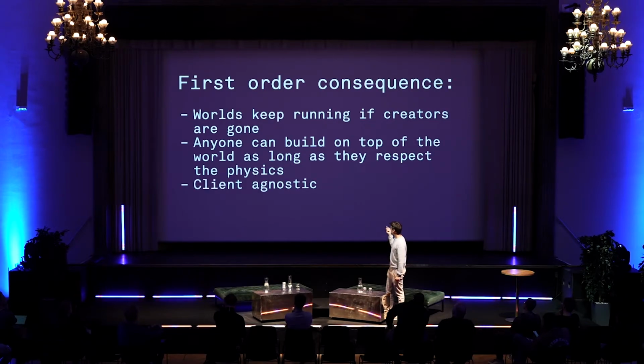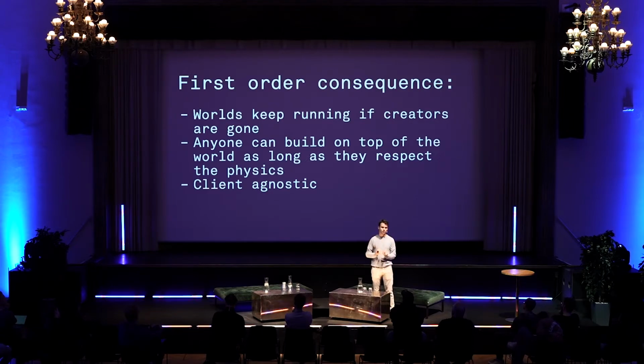So one last thing I'd like to add in terms of first-order consequences of what happens if you build autonomous worlds is that it's client agnostic. Client agnosticity means that there is no canonical way to look at the world. And that's pretty interesting because today people build systems, video games, and then they build a canonical way to look at it, and that's it. You're kind of limited to this, and it comes at great expense and inconvenience.